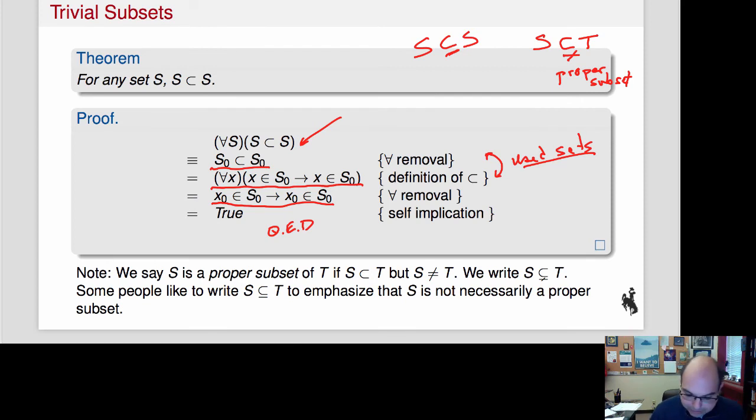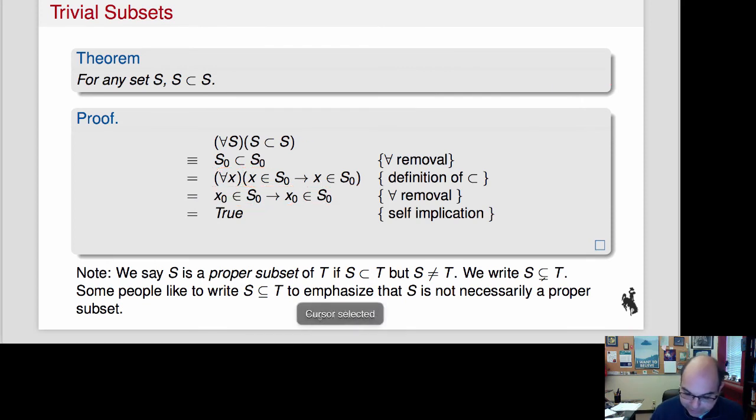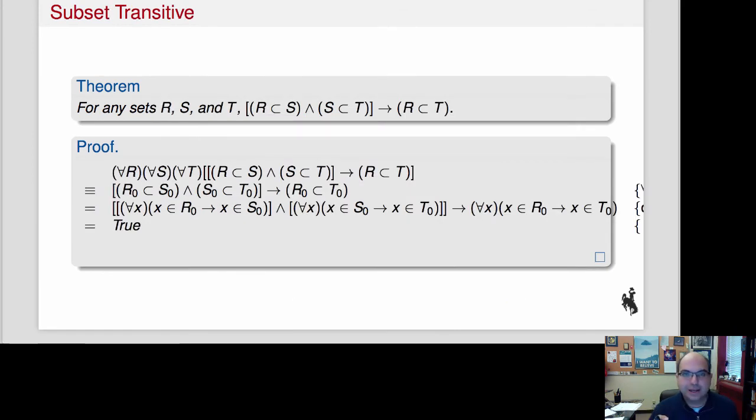All right, let's prove another theorem about subsets. Let's prove that the subset relation is transitive. So we have three sets here, R, S, and T. What we're saying is that R is a subset of S is a subset of T, and we want that to show that R should be a subset of T. We start, just as before, by writing down all the quantifiers that we're missing. So for all R, for all S, for all T, R is a subset of S and S is a subset of T implies that R is a subset of T.